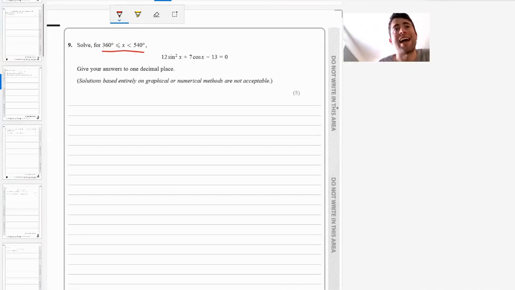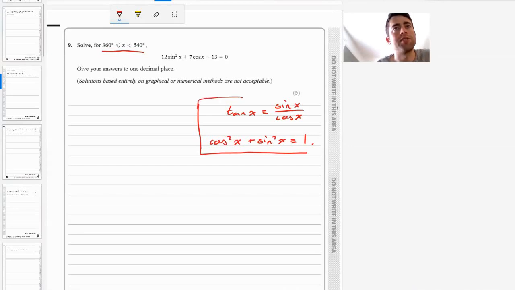When given an equation with sines and cosines in it, or with different trig functions in it, I'm immediately thinking of how to write it with just one trig function in it. And at year 12, the tools, the identities that you have at your disposal are tan x is sine x over cos x, and the Pythagorean one, cos squared plus sine squared is always 1. So you're going to use that to write the equation with just one trig function in it.